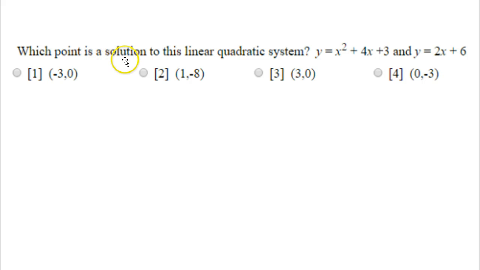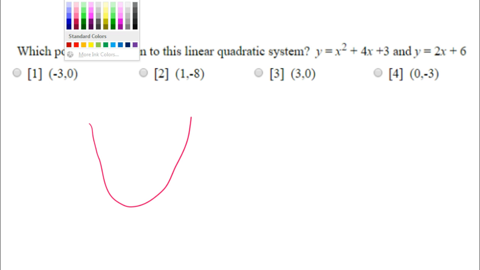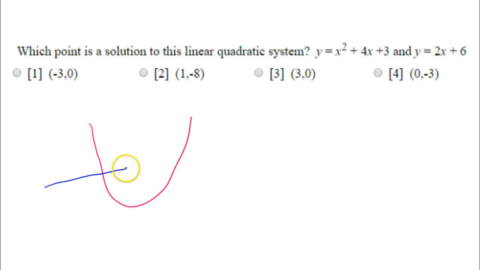Which point is a solution to this linear quadratic system? All right, linear quadratic. This is linear and this is quadratic. So they're telling us up front that we have a parabola, this quadratic, and a line, the linear. So we can imagine them intersecting at 2 points, perhaps, something like this. So we are going to be looking for these intersection points.